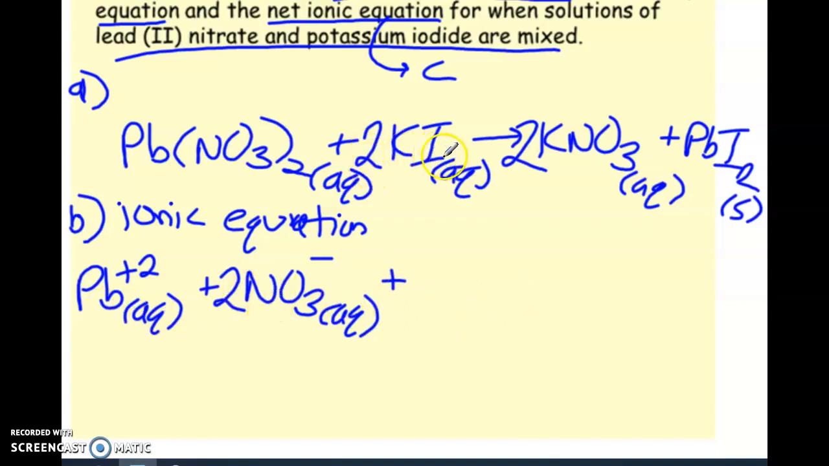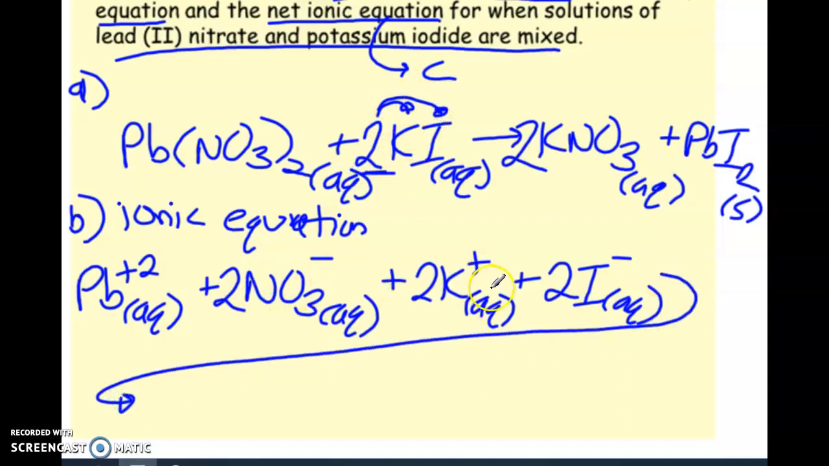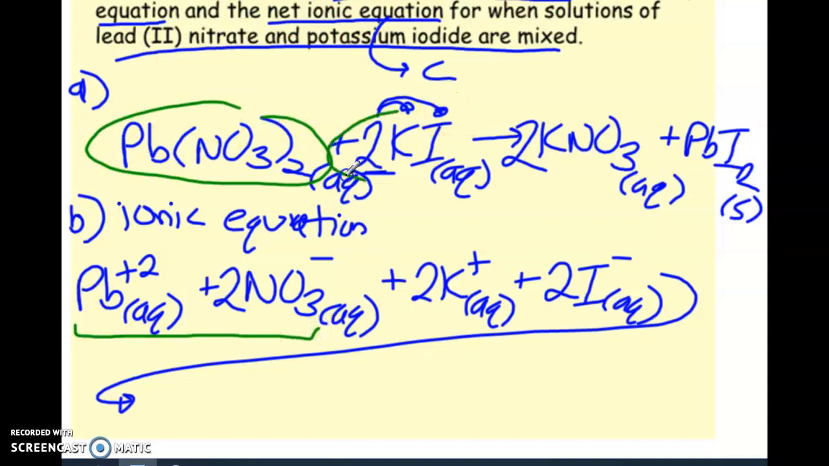Then we have potassium and iodide, which is AQ. So we're going to have 2 potassium ions plus 2 iodide ions. You have to be mindful that this 2 applies, remember, to everything that it's in front of. I'm running out of space, but those are my reactants, right? We've done this, that's this section, and we've done this, that is this section.